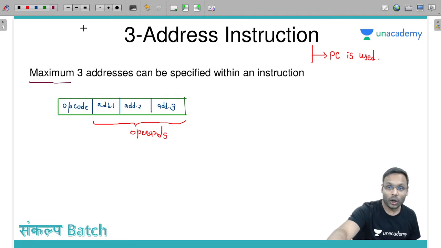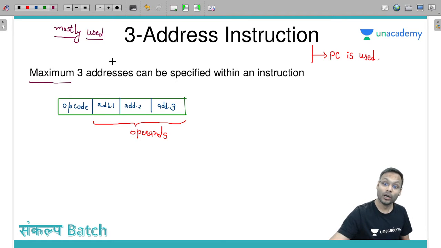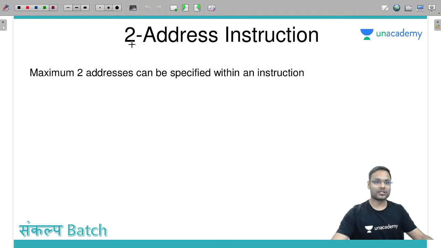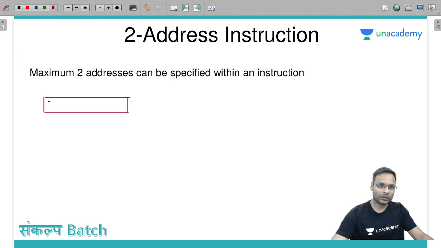Okay, so next, this is the most popular and mostly used type. Mostly all modern day computers are using this 3 address instruction format only. Then we have 2 address instructions. What will the 2 address instruction format be? Apart from opcode, how many addresses can you specify? Only 2. So you will have an opcode and 2 addresses.